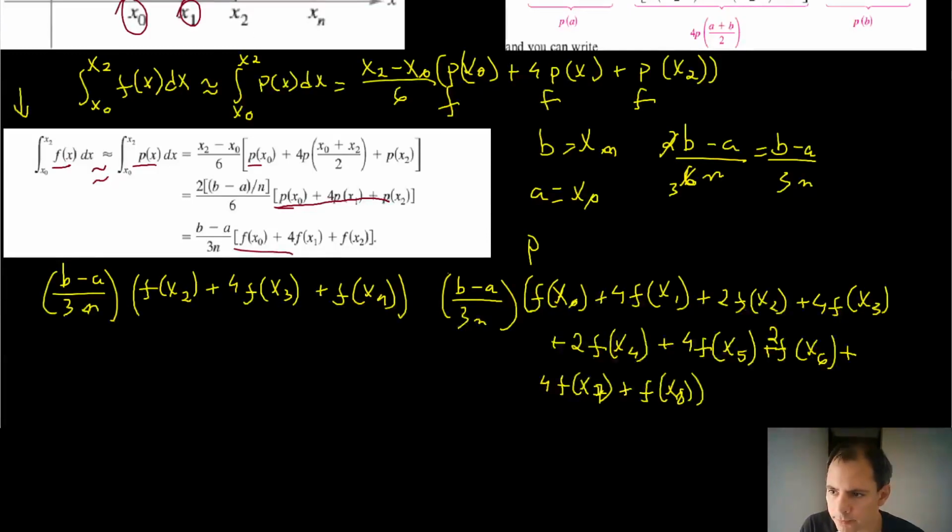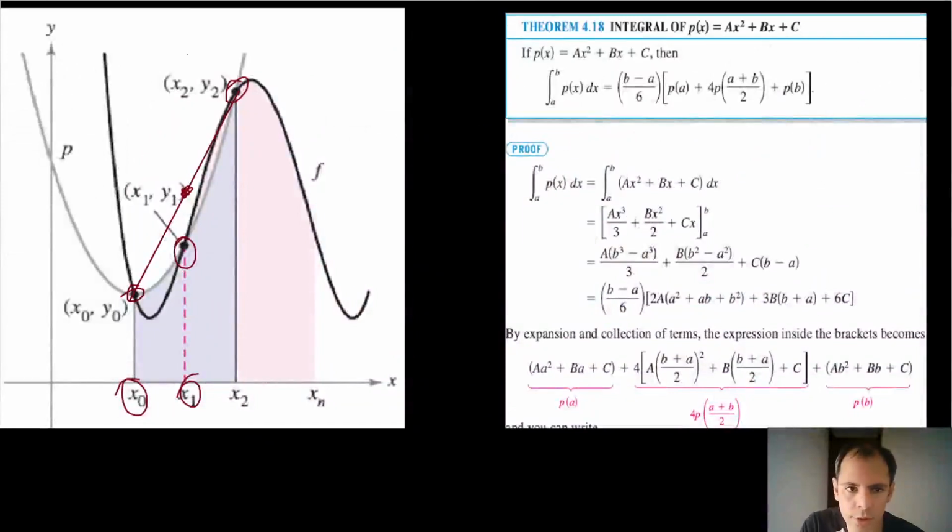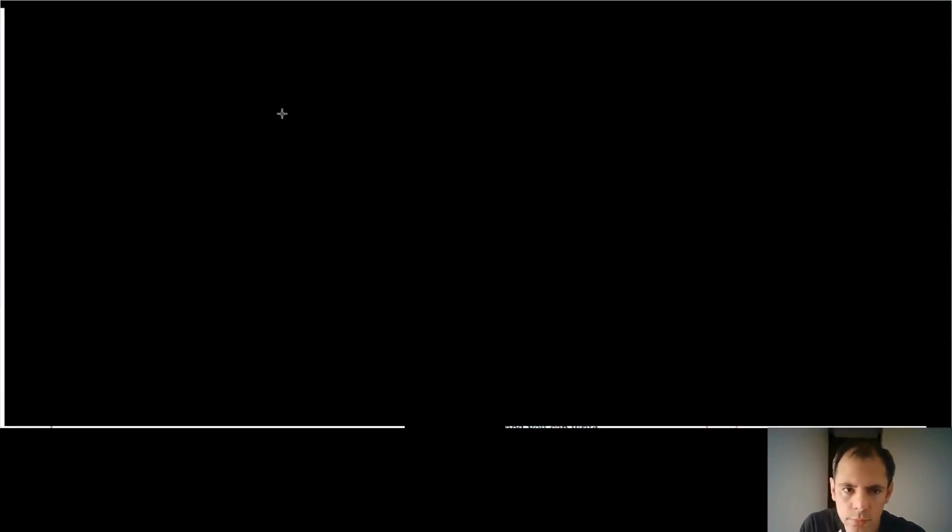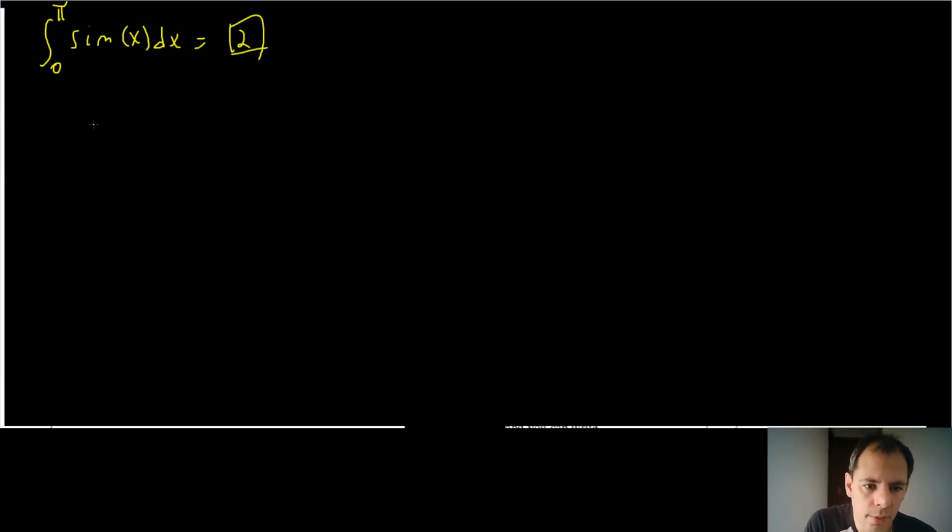And now I guess I'm just going to show an example. So I'm going to use Simpson's rule to approximate the integral of sine of x dx. Now in my previous video when I showed the trapezoid rule, I showed that this equals 2. This is the exact value. But now I'm going to do the approximation with n equals 4.